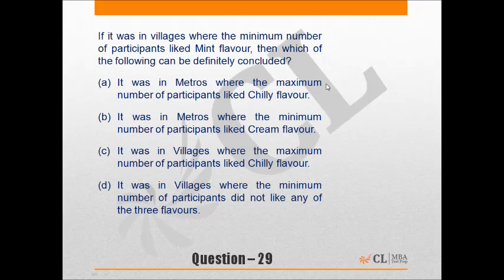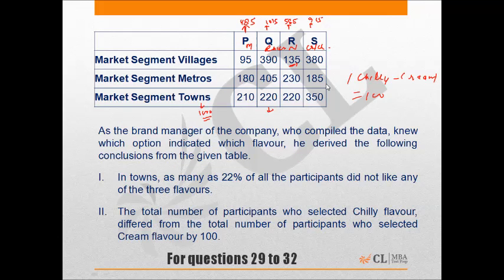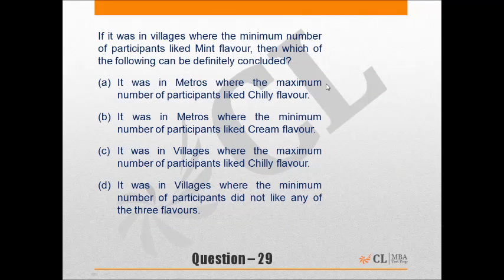It was in metros where the minimum number of participants liked cream flavor. Again, we do not know which one is cream flavor, either Q or S. So again, we cannot conclude on the same basis that we used in the previous statement. It was in villages where the maximum number of participants liked chili flavor. Again, this cannot be concluded definitely. Now let's move to the last statement.